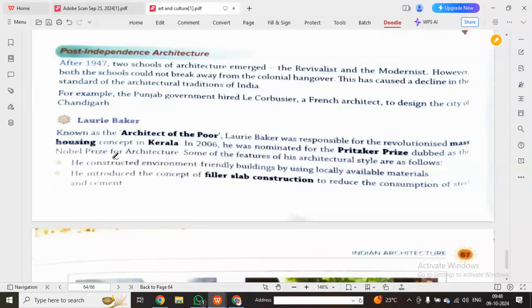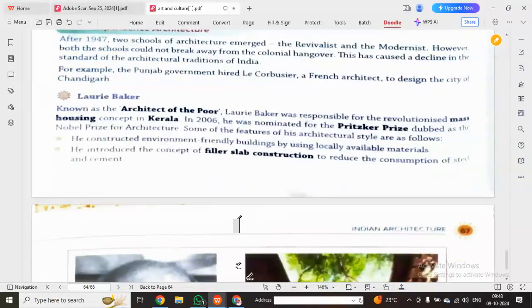Basically they were built, but they still had the same colonial period architecture going on. This had caused a decline in the standard of architectural tradition of India. The fall started from there. For example, the Punjab government hired Le Corbusier, a French architect, to design the city of Chandigarh. Meaning Indians were not used, French architects were coming to design.